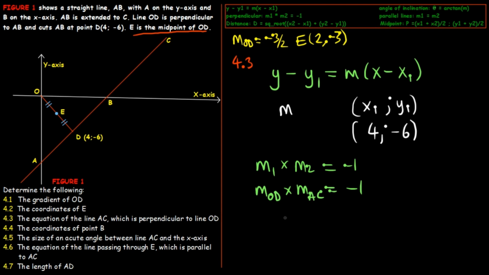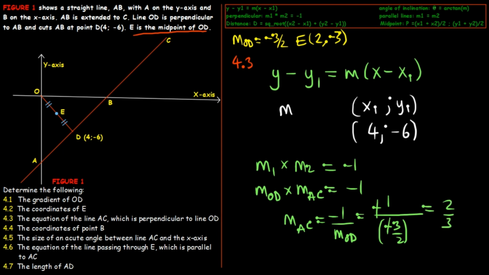So we get the gradient of AC as -1 divided by the gradient of line OD. Let's substitute the gradient of line OD, which is -3/2. The negative will cancel out, and this leaves us with 2/3 if we simplify. Okay, so we have the gradient of AC now. Let's write it: it's 2/3.